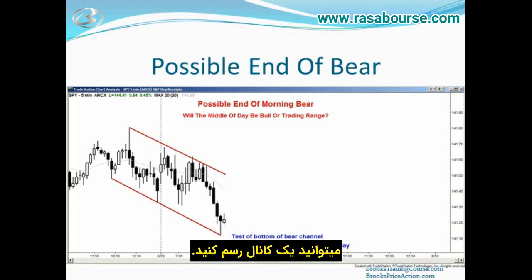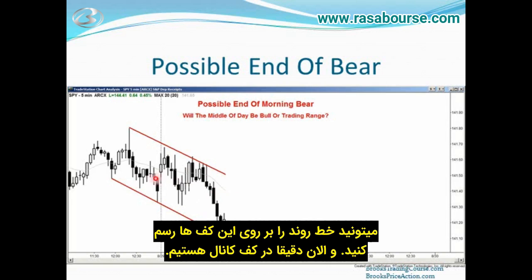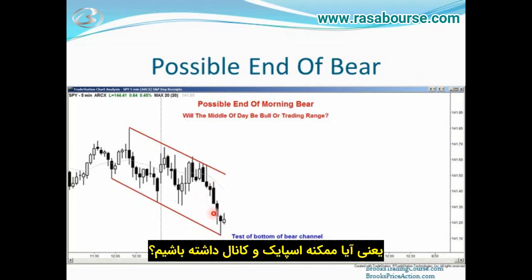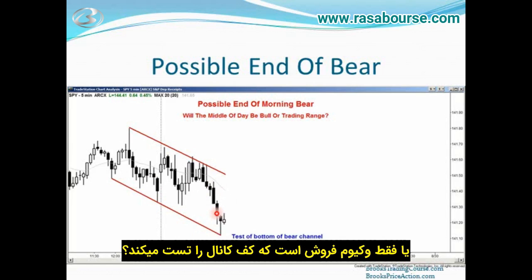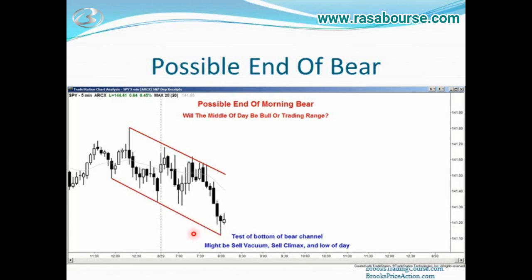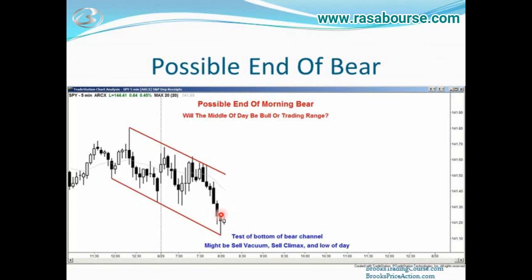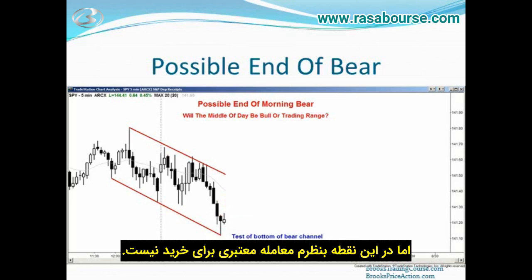Okay, but you can draw a channel across these 2 lows, and we're right at the bottom of the channel. So is this breakout the start of a strong bear trend, like a spike in channel, or is it simply a sell vacuum test of the bottom of the channel? And we don't know at this point. So it might be the low of the day. Not a good looking signal bar. You could take it for a swing long, but right now I think it's really not a reliable buy.